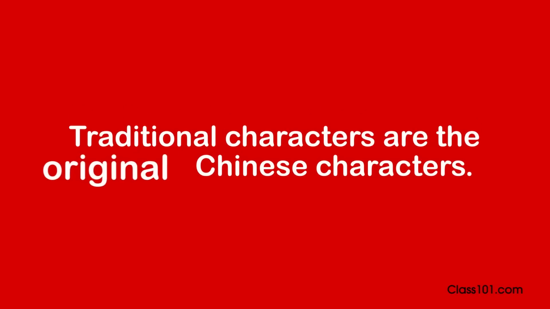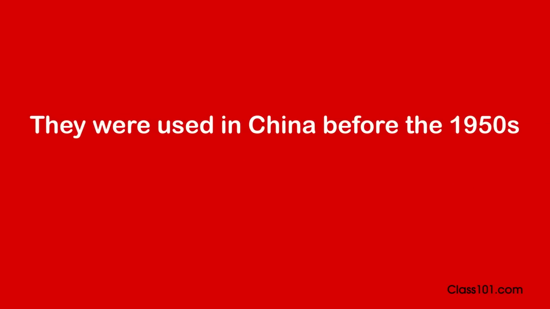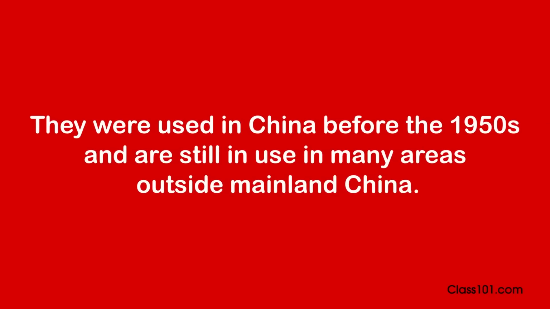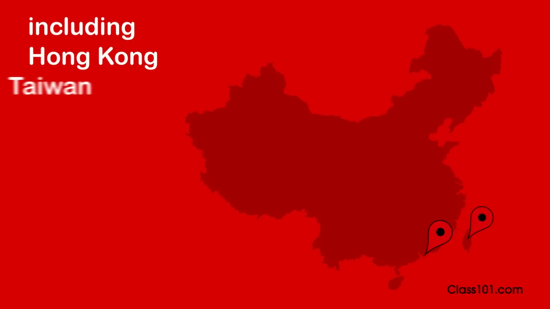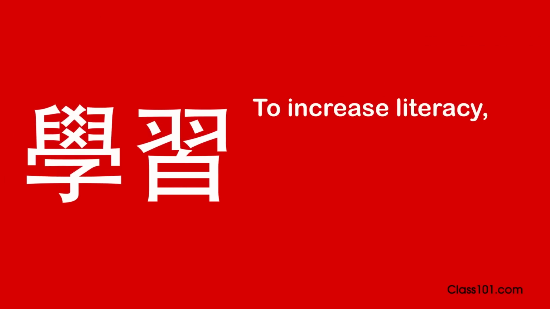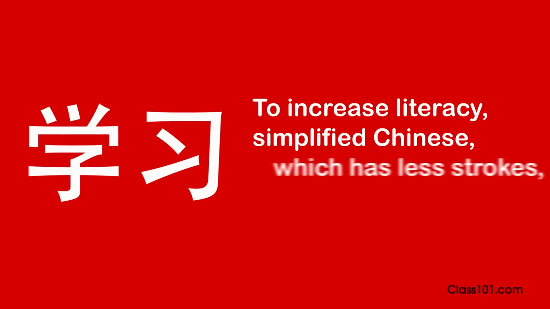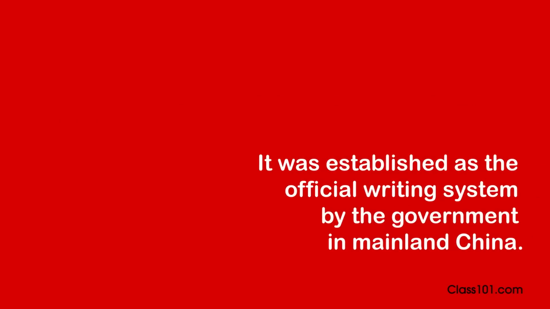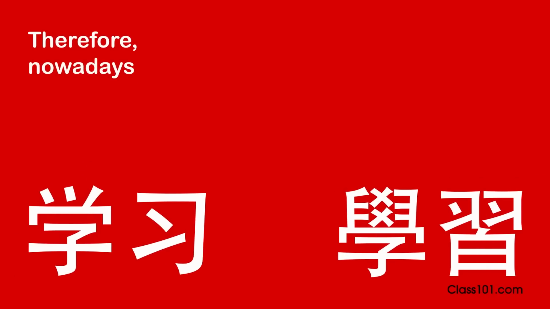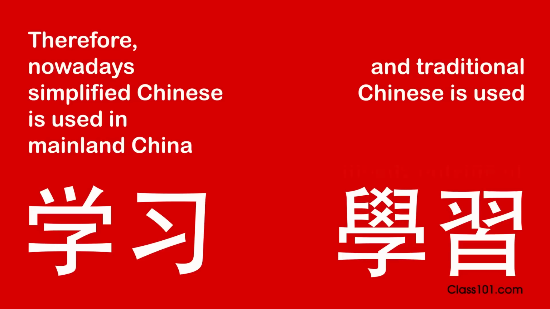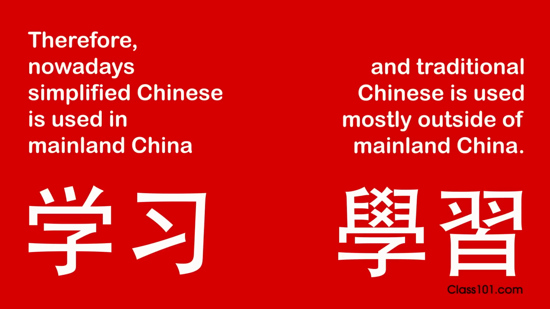Traditional characters are the original Chinese characters. They were used in China before the 1950s and are still in use in many areas outside mainland China, including Hong Kong, Taiwan, and other Southeast Asian countries that speak Chinese. To increase literacy, simplified Chinese, which has less strokes, has been adopted. It was established as the official writing system by the government in mainland China. Therefore, nowadays, simplified Chinese is used in mainland China and traditional Chinese is used mostly outside mainland China.